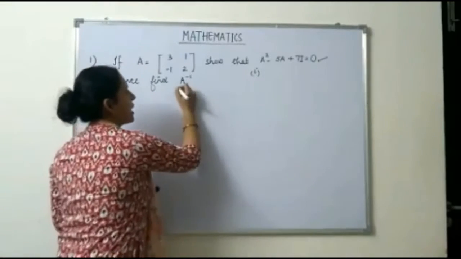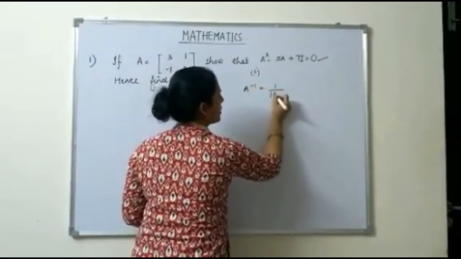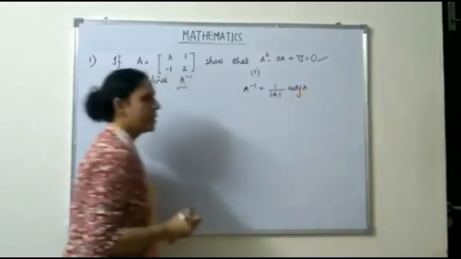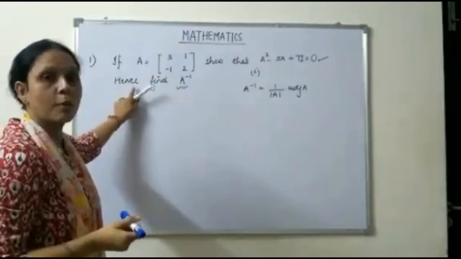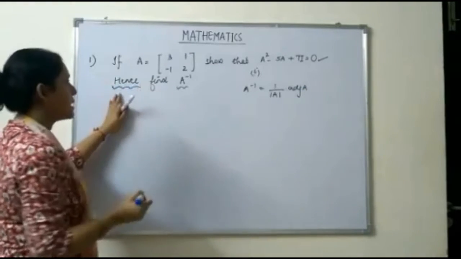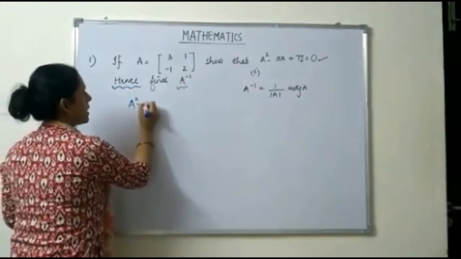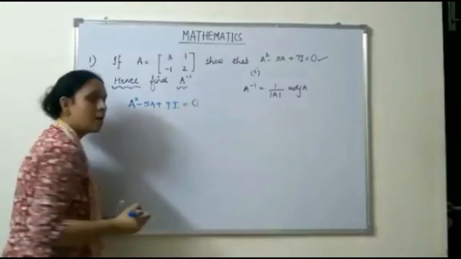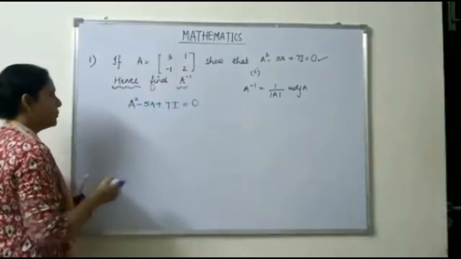As soon as you see A inverse, you start writing A inverse is equal to 1 upon determinant of A into adjoint A. However, you have ignored this "hence". This is the common mistake done here. You don't have to ignore this. Hence means that you need to use the equation A square minus 5A plus 7I is equal to O to find out A inverse. And how do we do that?